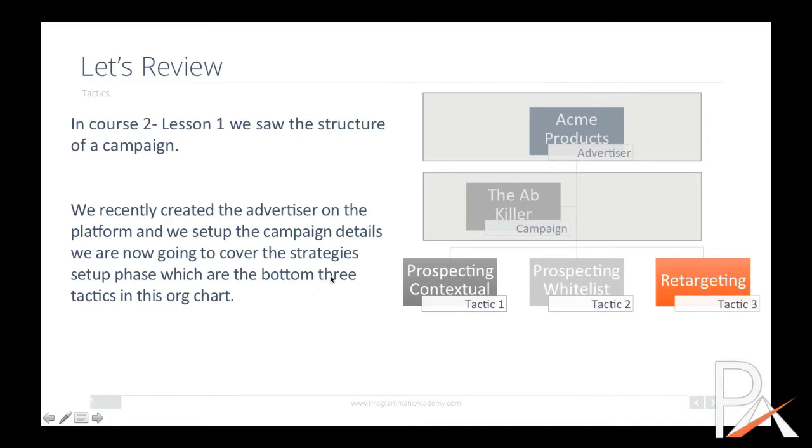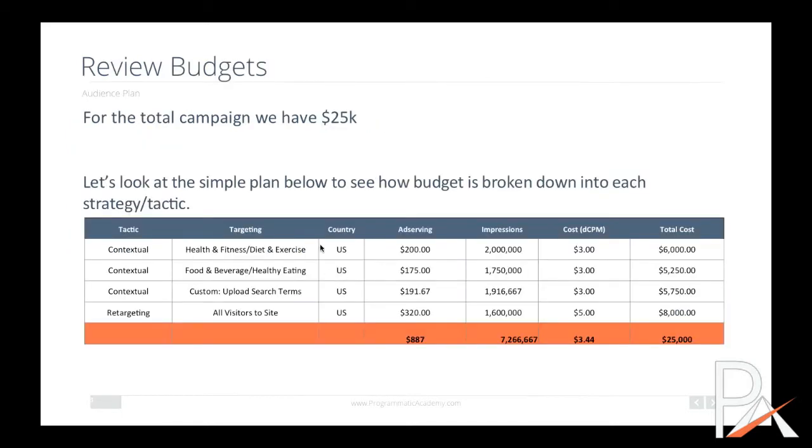And I would say probably the most important part, because this is where the rubber meets the road. So let's review budgets. For the total campaign, we have 25,000. I like to call it an audience plan because remember, the goal and focus of Programmatic is to target audiences and not specific media. So instead of calling it a media plan, like a lot of people still do, I like to call it an audience plan.